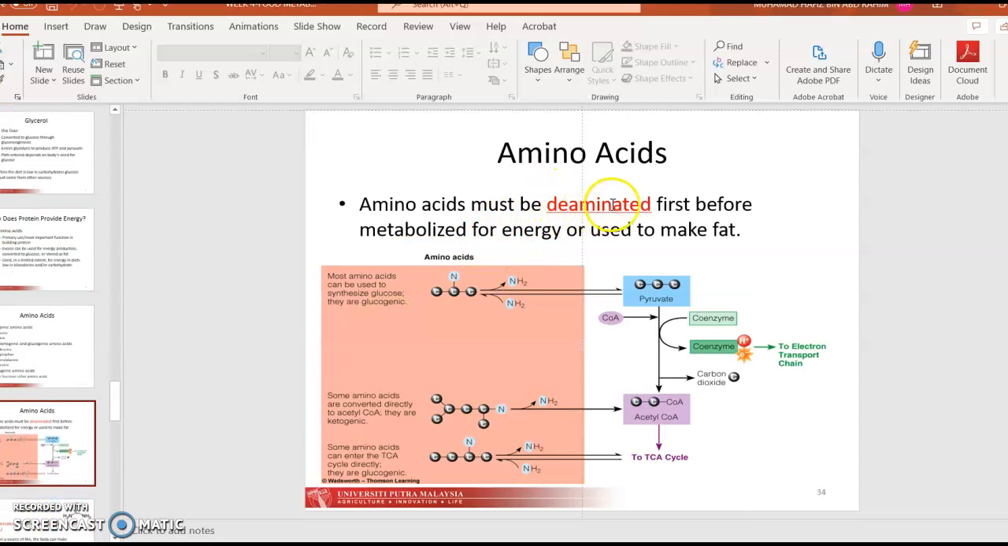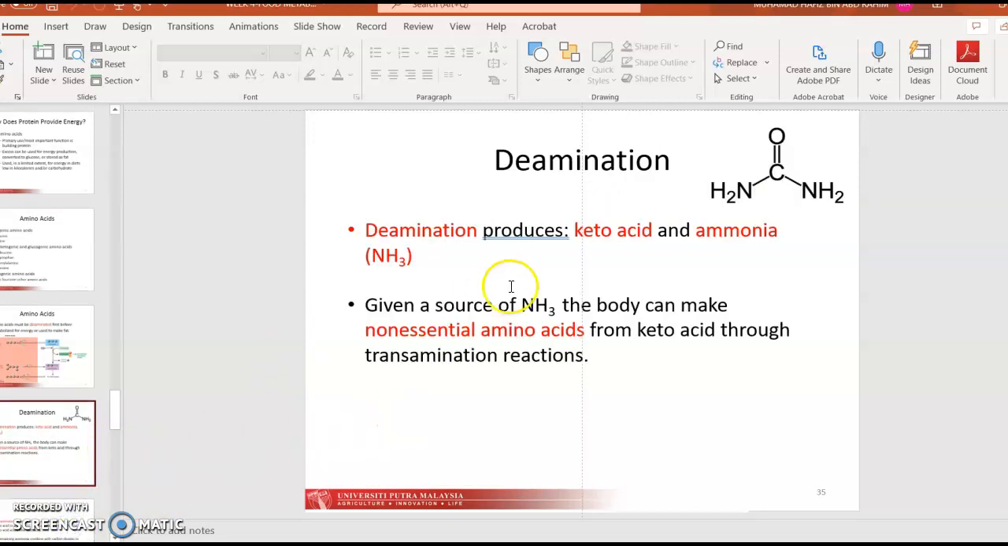Amino acids must be deaminated, meaning the nitrogen portion must be removed first before being metabolized for energy or used to make fat. This deamination forms ammonia, which will be removed in the urine. So this is the process of deamination. It will produce a keto acid, the portion of the amino acid without the nitrogen. Keto acid is usually one of the intermediates in the TCA cycle, and the process also produces ammonia.